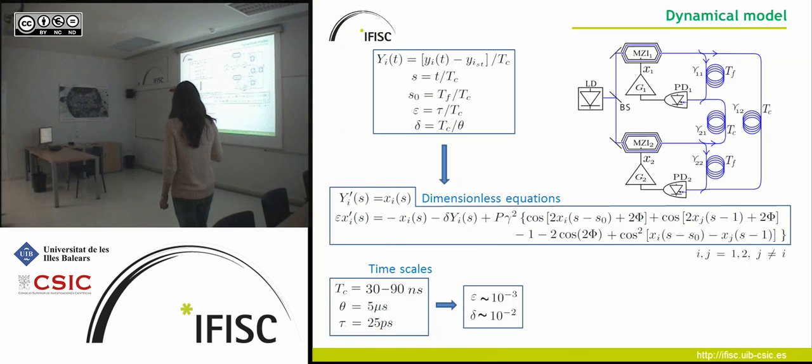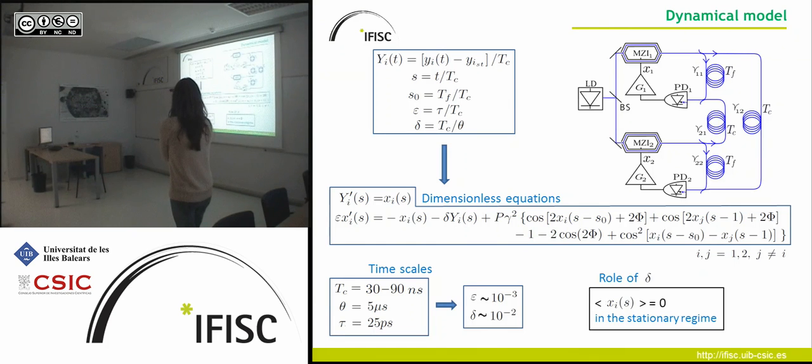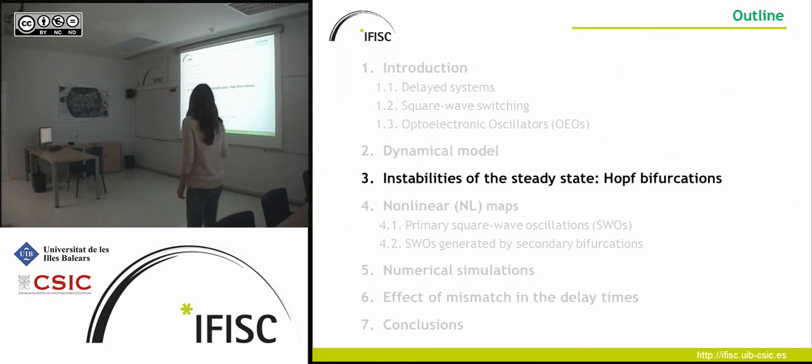What we cannot ignore in general is this term delta. Why? Because it is responsible for the zero time average of the variable in the stationary regime. This is the only possible solution which is compatible with the condition of non-divergence of this equation, because X is coupled to Y. Let's continue.